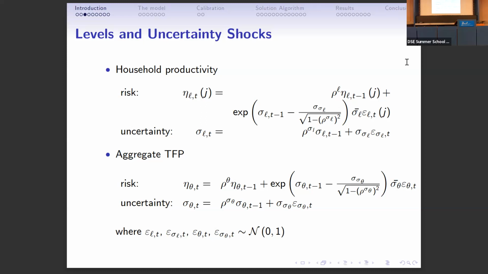When you specify the process for this time-dependent volatility, it's also a first order autoregressive process, and this shock will not be individual specific, but aggregate, right? So there will be the same shock for all heterogeneous agents, right? Then the same is assumed for aggregate TFP. So you have this time-dependent standard deviation, and then you have a separate process for the uncertainty shock. So all of them are modeled symmetrically.